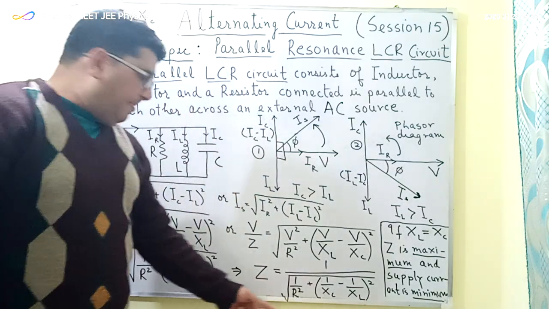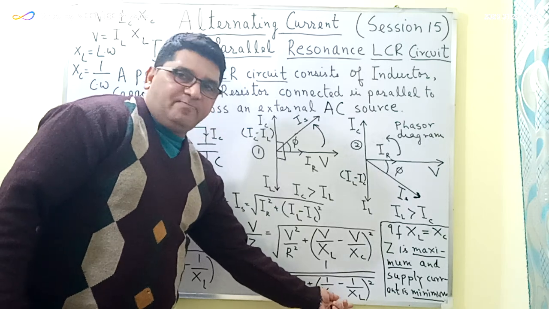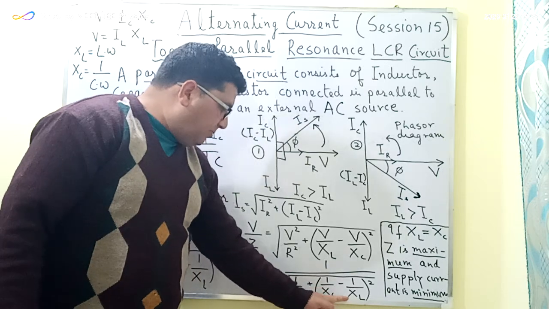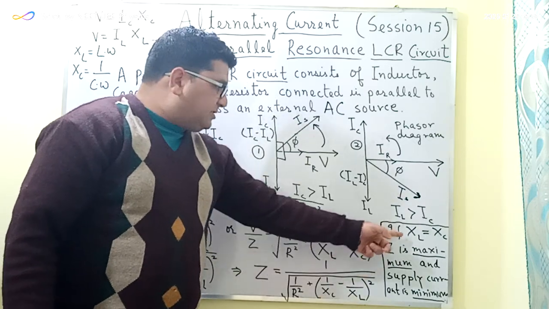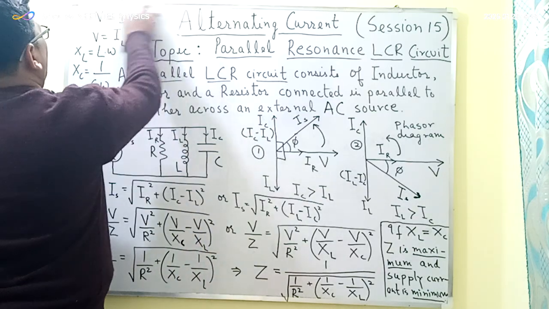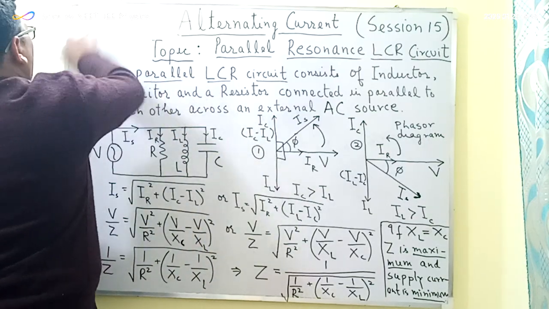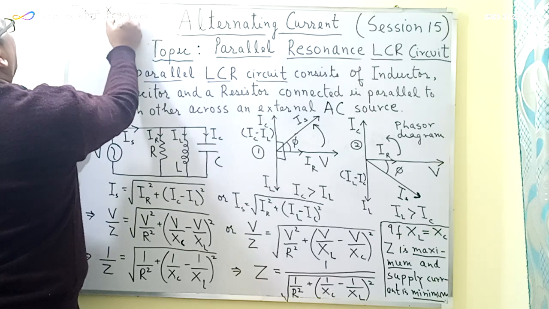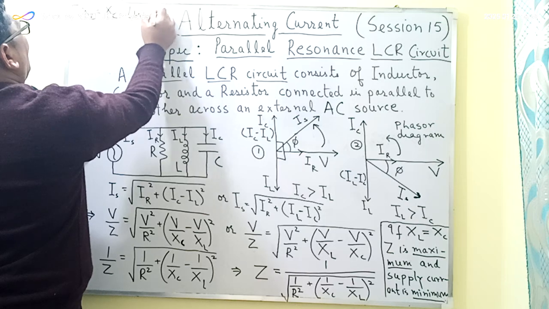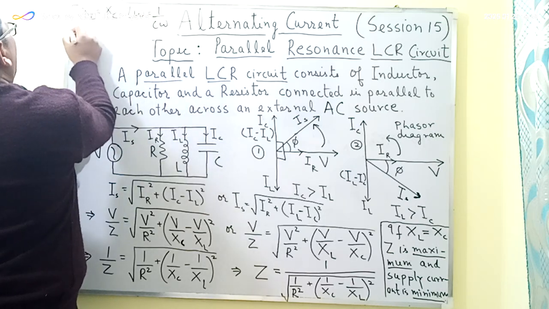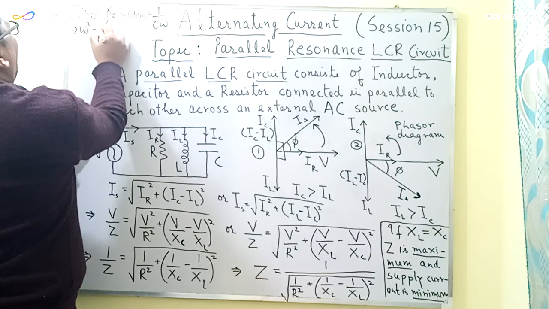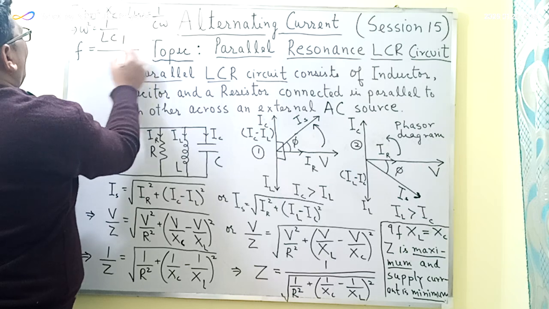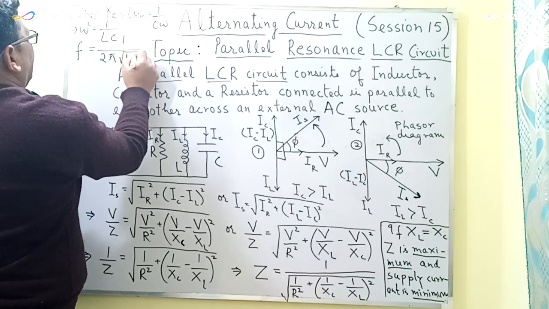Now impedance maximum कब होगा? जब इसकी वैल्यू जो आपको ब्रैकेट में है, that is 1 by XC minus 1 by XL whole square, ये जब 0 हो जाए, 0 कब होगा? When XL will be equal to XC. So when XL is equal to XC, then L omega will be equal to 1 upon C omega. So it implies that omega square will be equal to 1 upon LC, or simply we can say that the resonant frequency will be equal to 1 upon 2 pi under root LC.